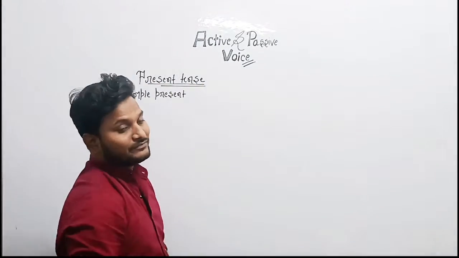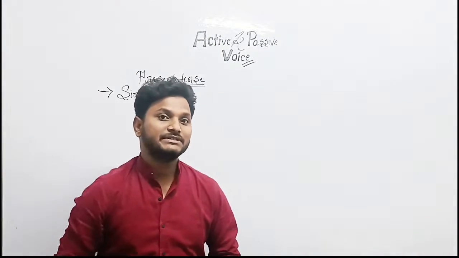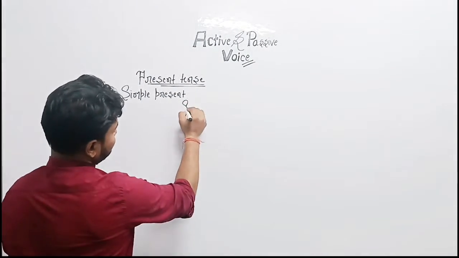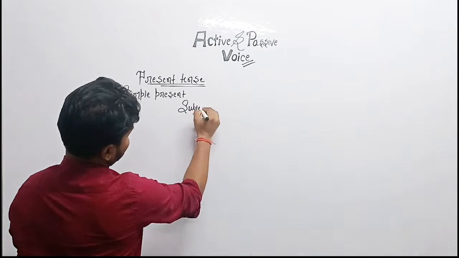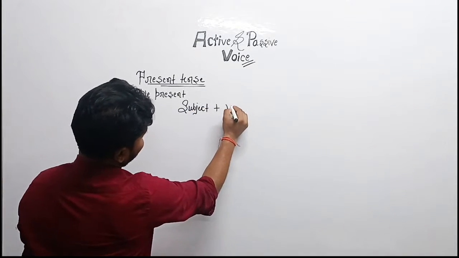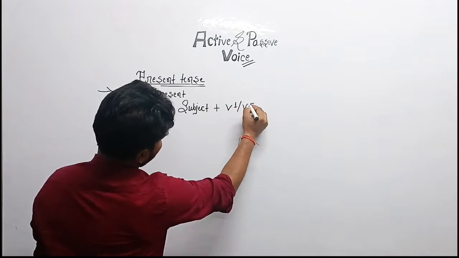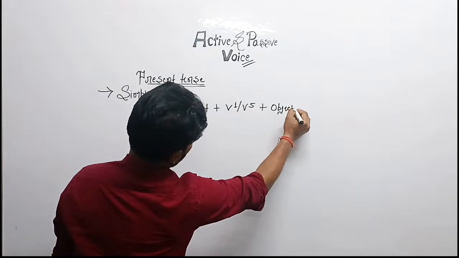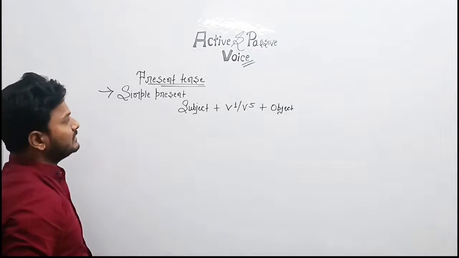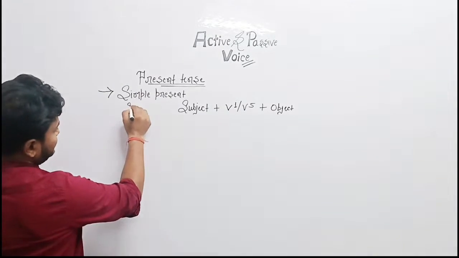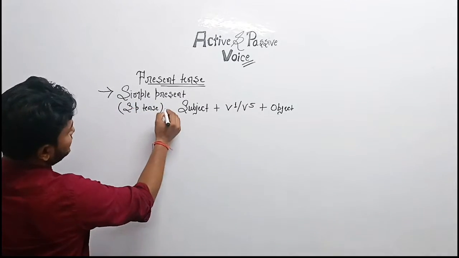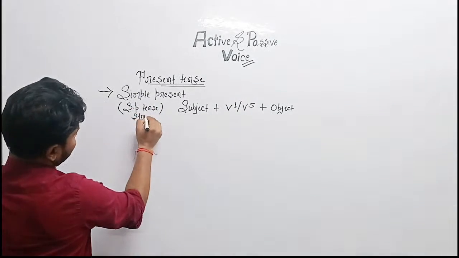You are well aware of the structure of the simple present tense. So what is the structure of the simple present tense? The structure of the simple present tense is subject plus verb 1 plus object. This is the structure of simple present tense.